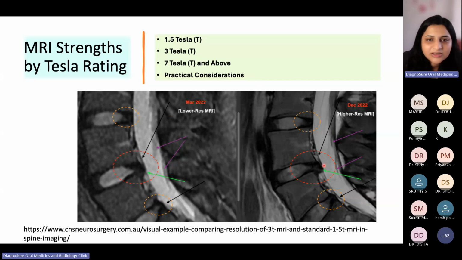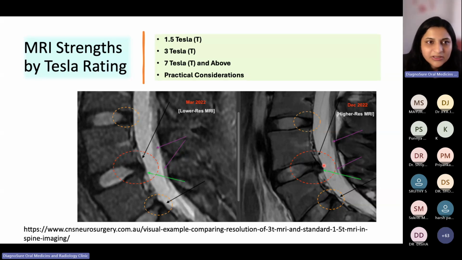But again, there are some articles on how a 1.5 Tesla scanner can be improved. But overall, 3 Tesla is better than 1.5 Tesla. Then 7 Tesla and above have exceptional image details. They have superior contrast, generally used for small structures.